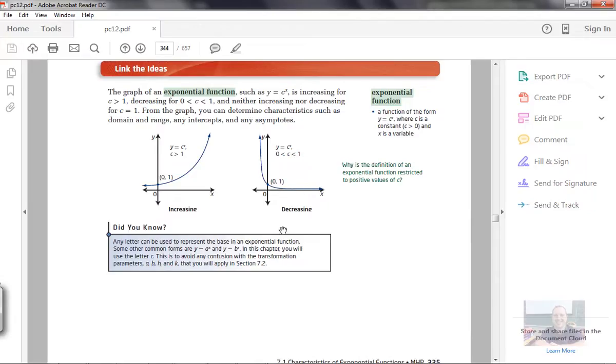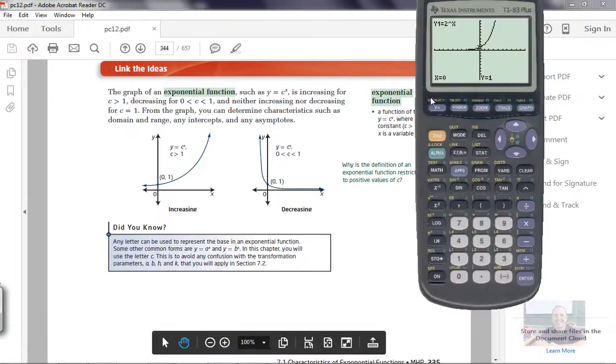And if you look at this graphic right here, what makes it decreasing? What part of the equation makes it decreasing? Anybody? Well, if you look right here, look at c. Here are the restrictions for c. Look at c is greater than 1 over here, like y equals 2 to the x, right? If c is between 0 and 1, then you have a decreasing function. So let's confirm that on your calculator.